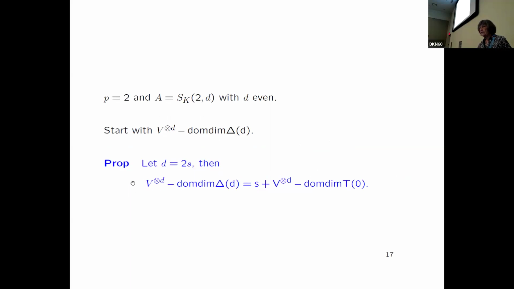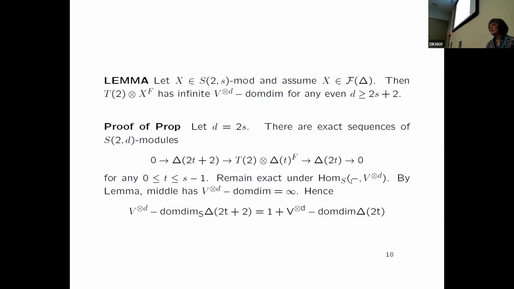And so the answer is that the relative dominant dimension is always S, so here's the half coming in, plus the relative dominant dimension of T0, which is incidentally the same as delta 0. The main ingredient is twisted tensor products. If you take some module X with delta filtration and look at the twisted tensor product T of 2 tensor X twisted, then this always has infinite relative dominant dimension. This is quite easy, it's by induction, but I don't have time to do that. Exercise.